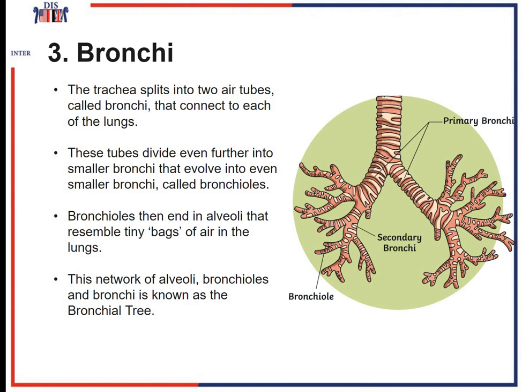Then the trachea will split into two tubes. I call them the bronchus. One of them is called bronchus, both of them are called bronchi. And these tubes will branch into many other tubes. I call them bronchioles. At the end of each bronchiole, I have grape-like structures. I call them alveoli. They are air sacs called alveoli.